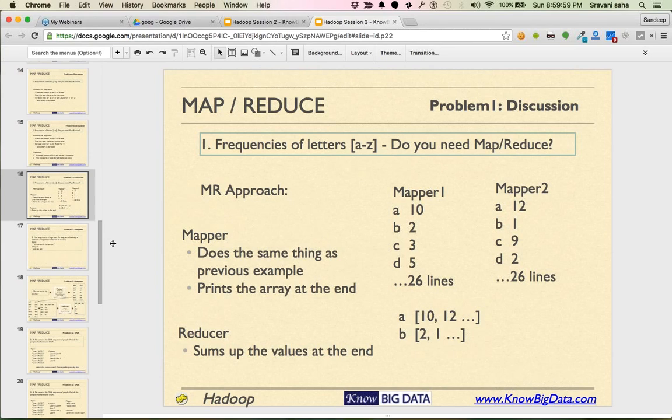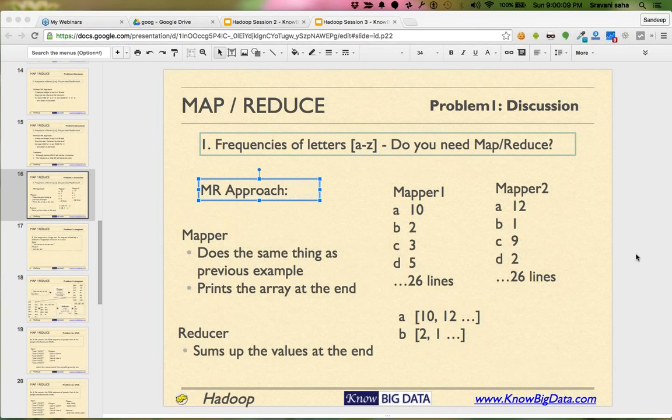All right. Is this example clear to all of us? We will consider this program again when we talk about the combiner and partitioner.